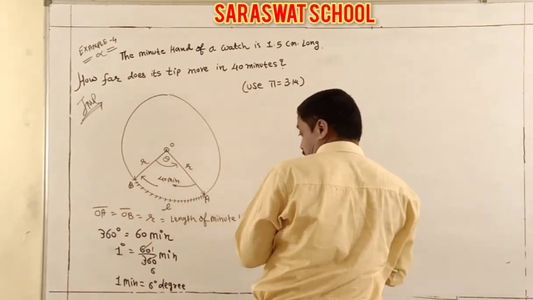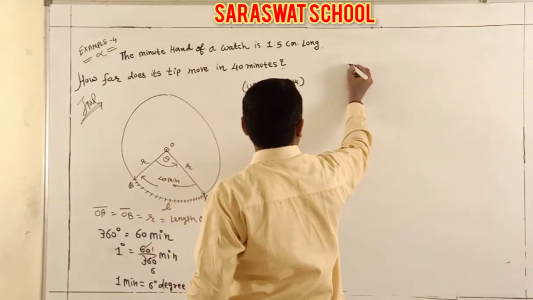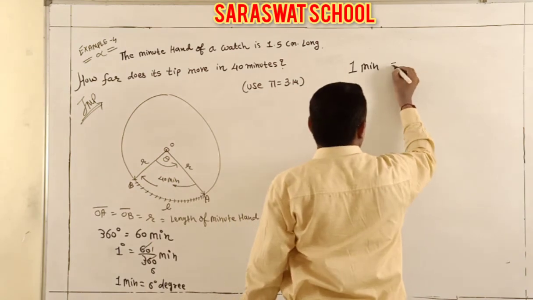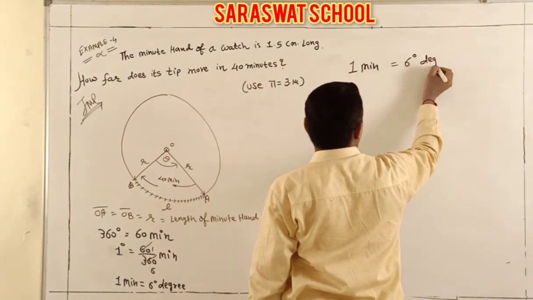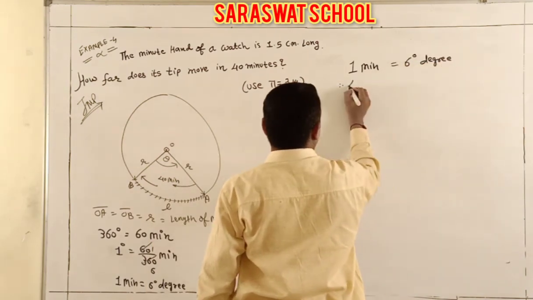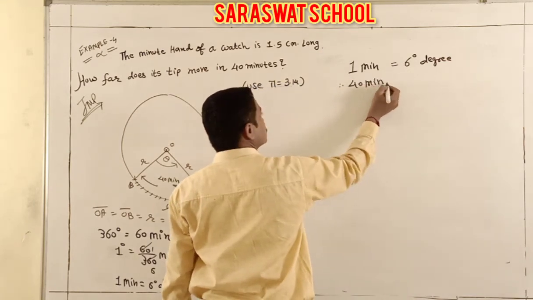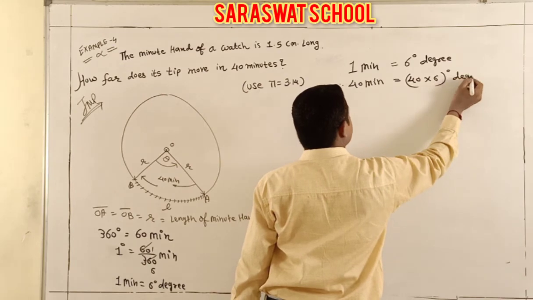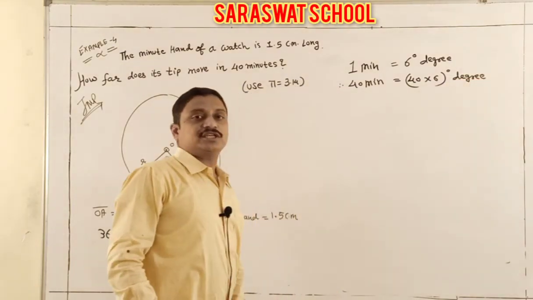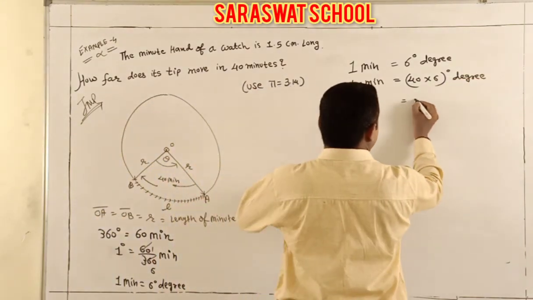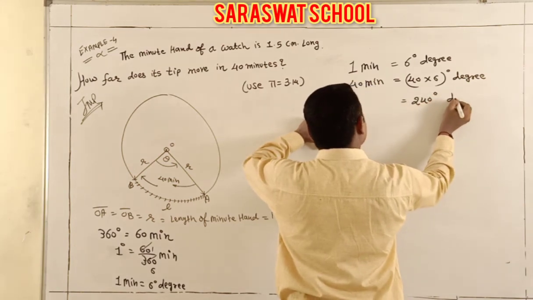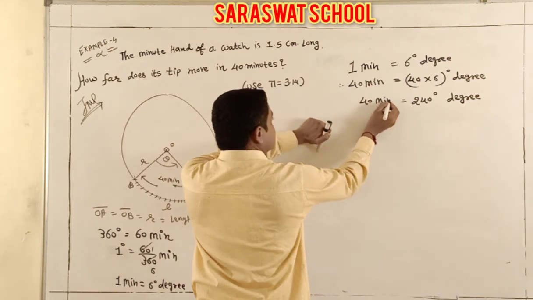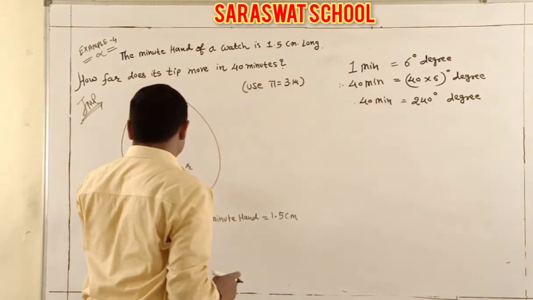One more time right now, students. 1 minute is equal to 6 degree. So 40 minutes is 40 into 6 degree. It means 6 into 40. 6 4s are 24, so 240 degree. Yes, it means this angle is covered, and this value is theta.